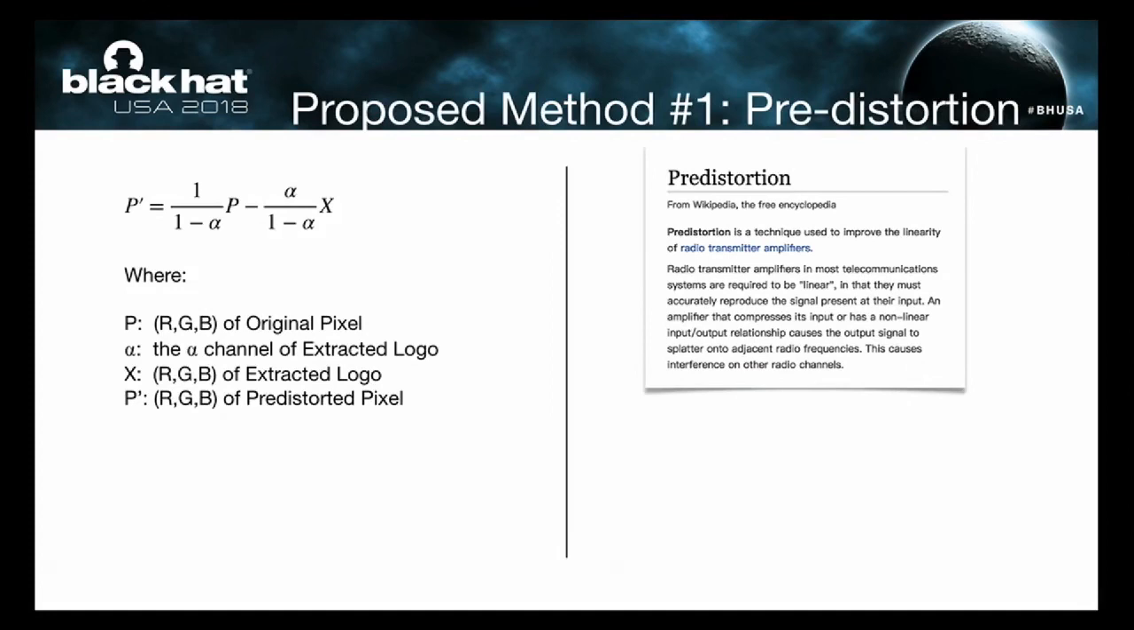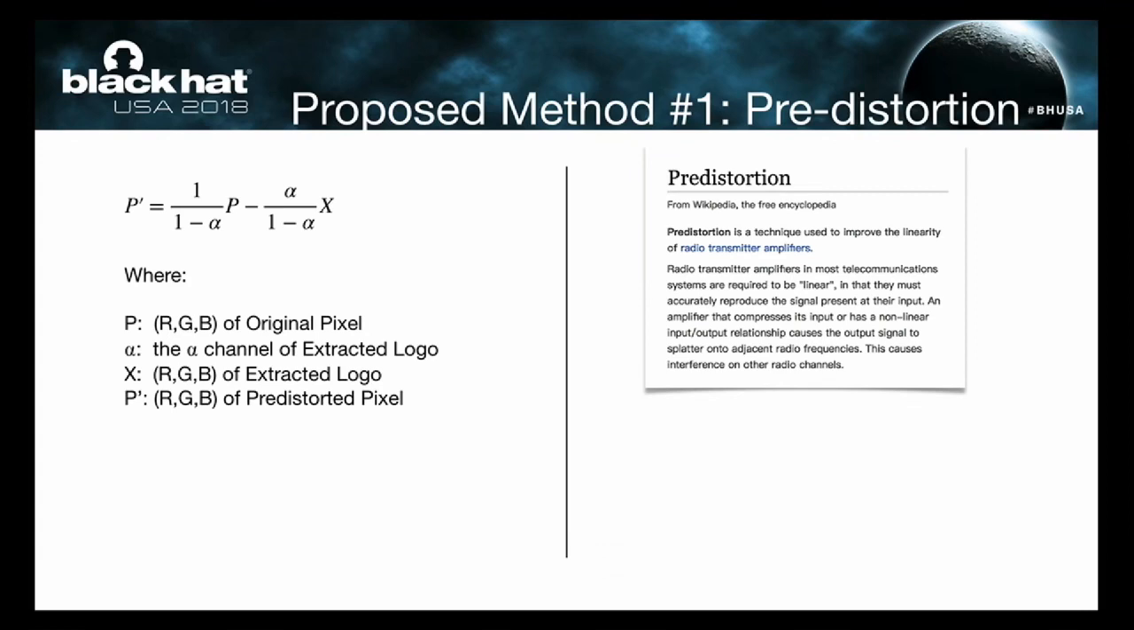So the proposed method number 1 is pre-distortion. Actually, the pre-distortion method is borrowed from the telecommunication industry, because in the telecommunication industry, they have to improve the linearity of the radio transmitter amplifiers. So they have to calculate what has to be done before actually transmitting to keep a good performance. So let's see the left.